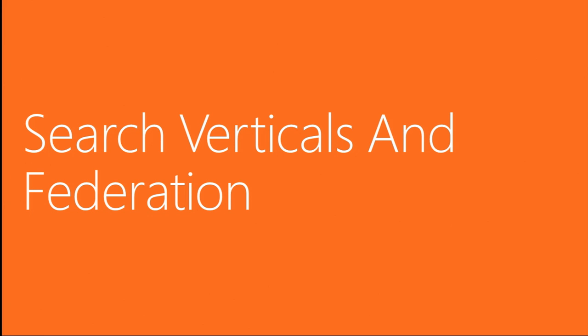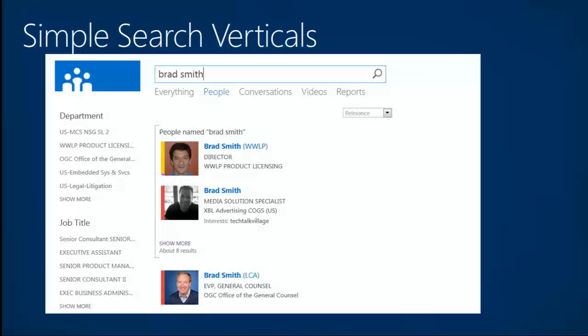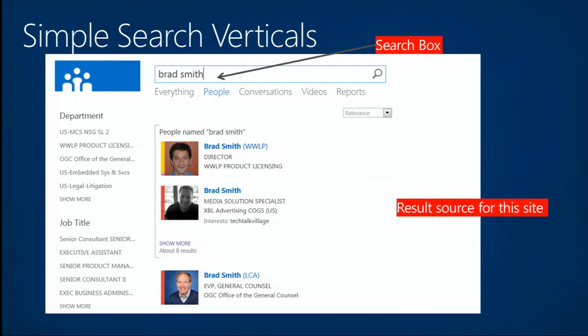Okay. Now, I've mentioned a few times that one of the main ideas about the query rules is to let you federate in things from other verticals. What is a vertical? For us, it's a page on a site that lets you do a kind of specialized search. So it's going to have a search box. It's going to have a special source to deliver the results. And it's going to have a results web part. All verticals must have that.